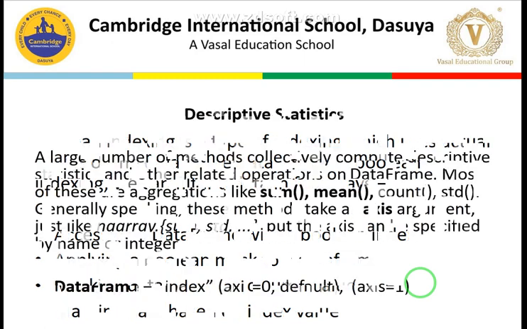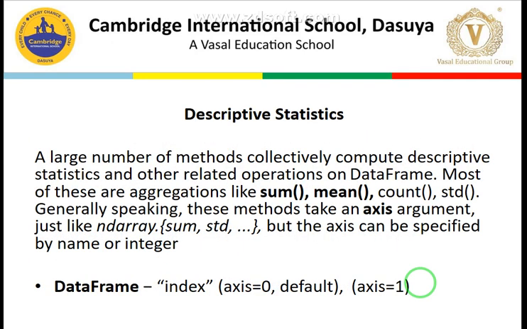Moving forward, students, today's main topic is descriptive statistics. Here a large number of methods collectively compute descriptive statistics and other related operations on a data frame. Most of these are aggregations. Aggregation is when we combine values together, like sum, where we calculate the sum of, let's say, 10 values, mean, where we calculate the mean of 100 values, and similarly count. All these functions are known as aggregate functions, like sum, mean, count, standard deviation.